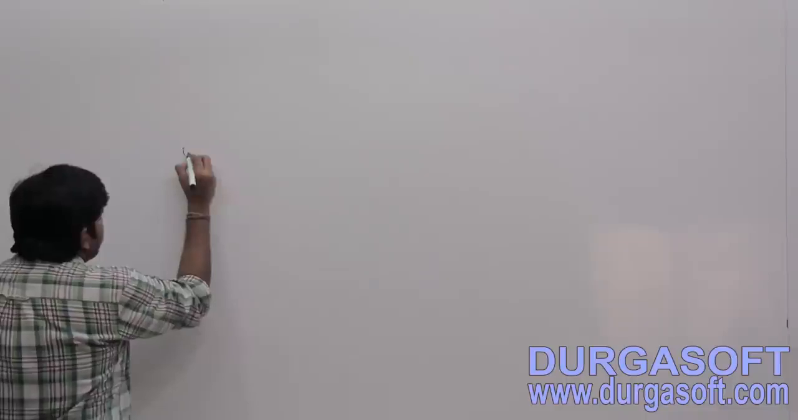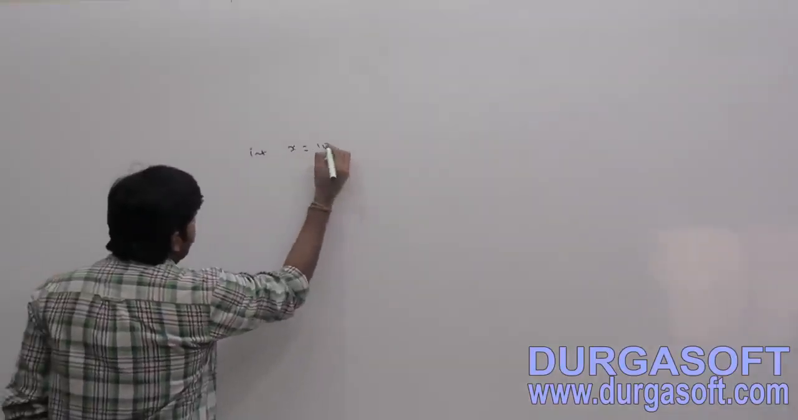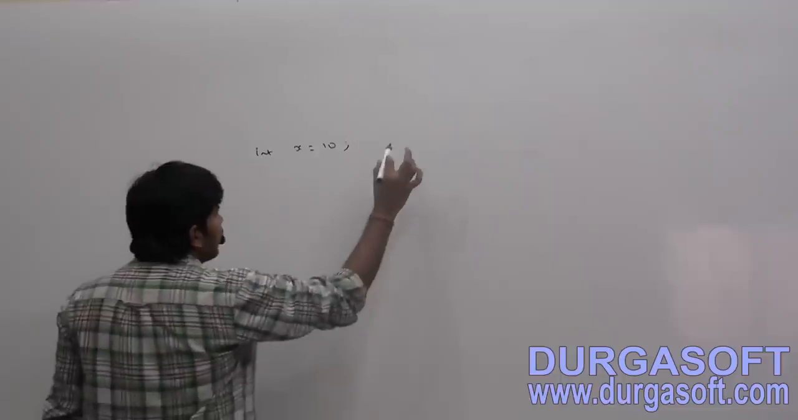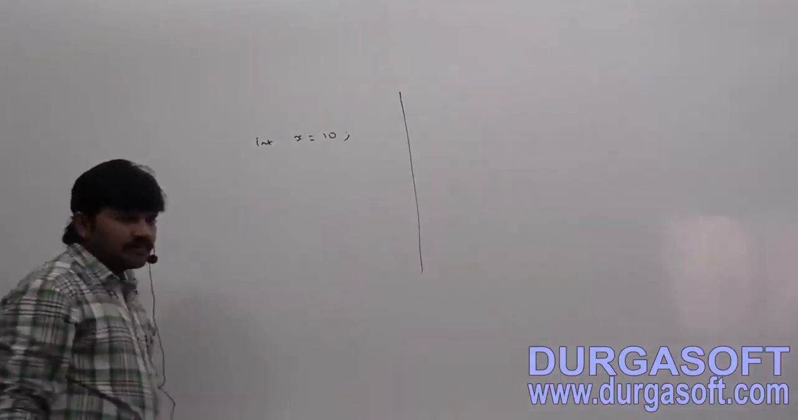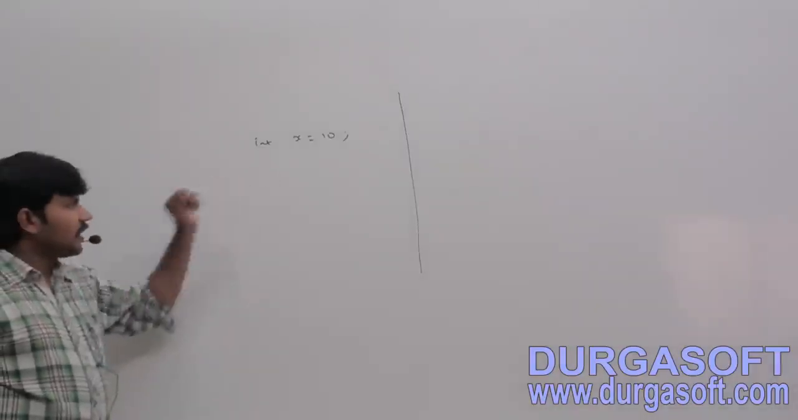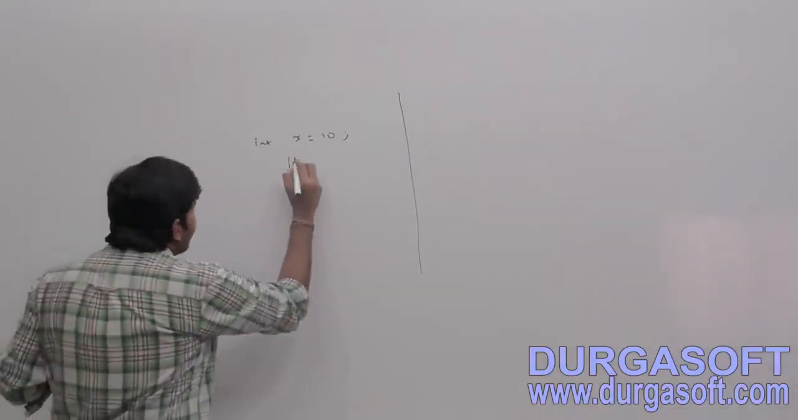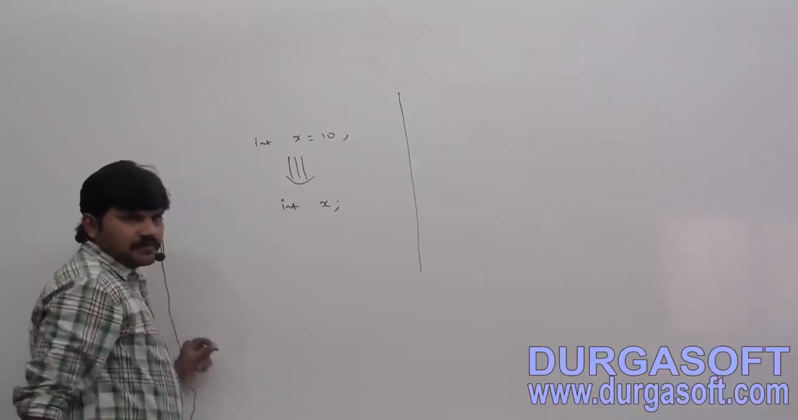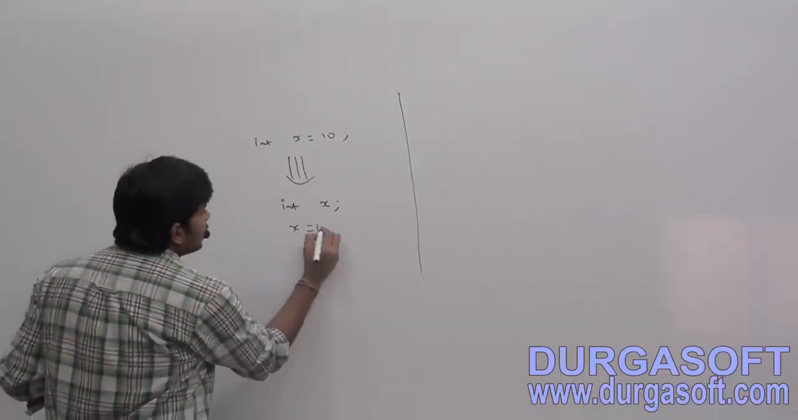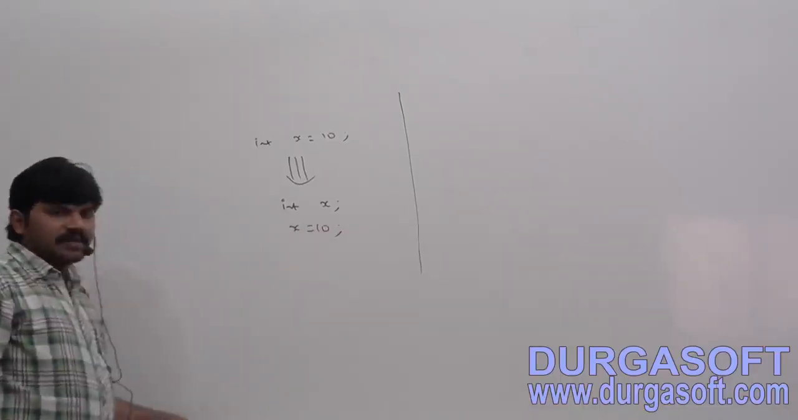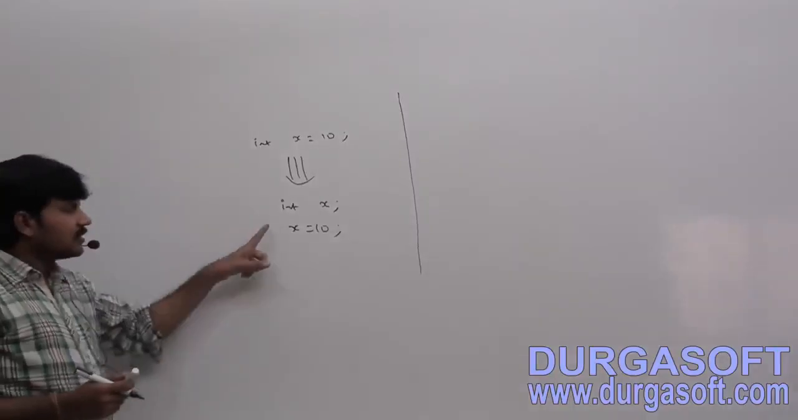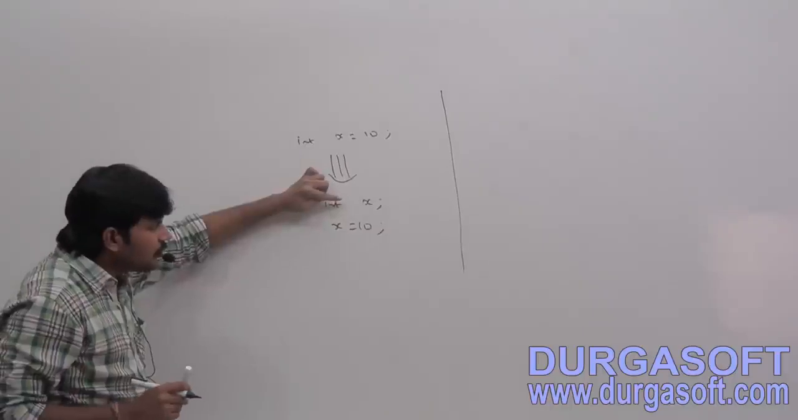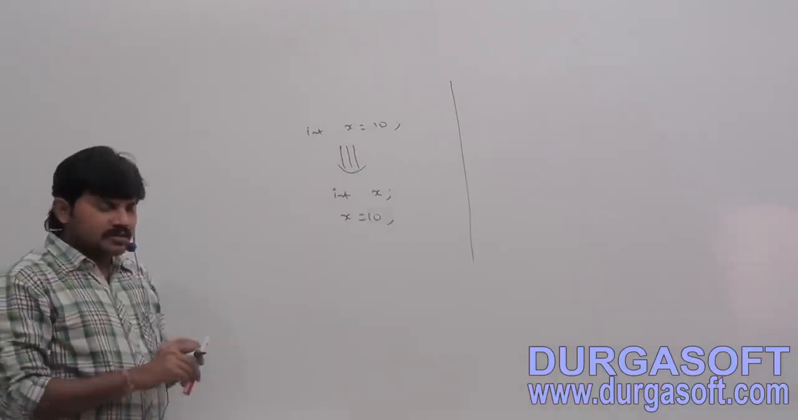Sir, I am taking int x is equal to 10. Can you tell, is it valid or not? Int x is equal to 10, valid. I want to divide this into two lines: int x, then x is equal to 10. Is it valid or not? Perfectly valid, no problem at all, because we can divide into multiple lines.